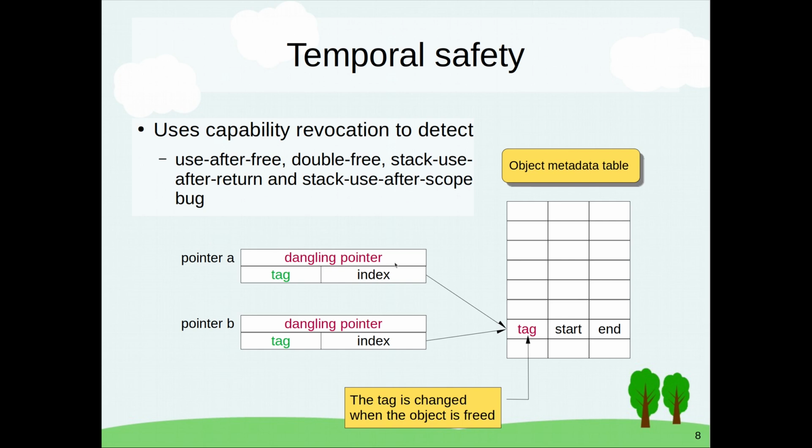So if the program then tries to dereference this pointer, it will trigger an error because the tag in the capability is not equal to the tag in the metadata. Also, if the program tries to free the object again, it will also trigger an error because the tag in the capability is not equal to the tag in the metadata.